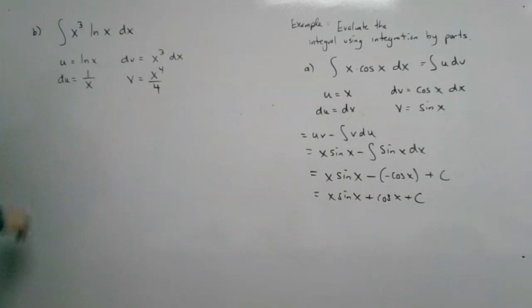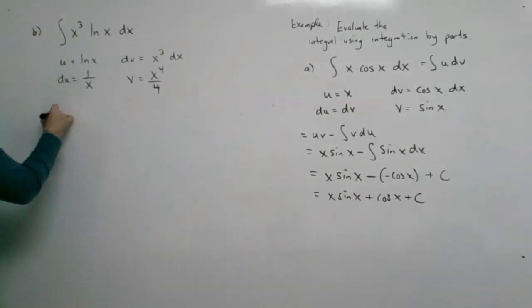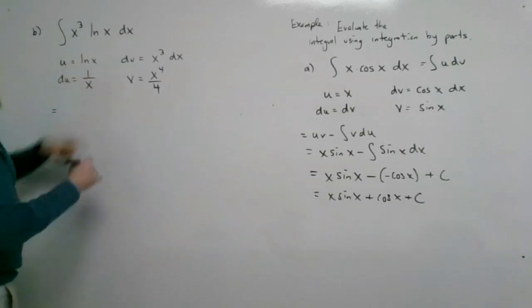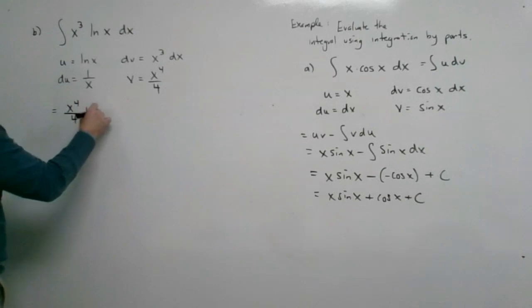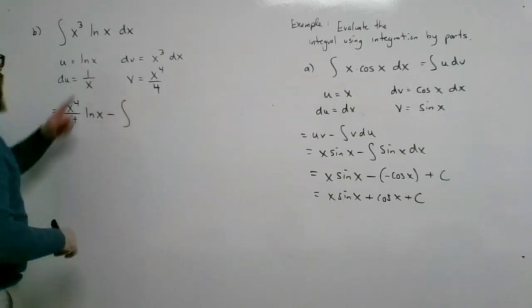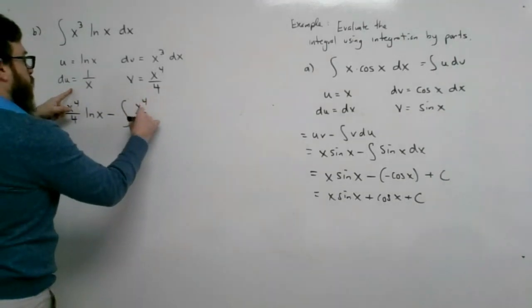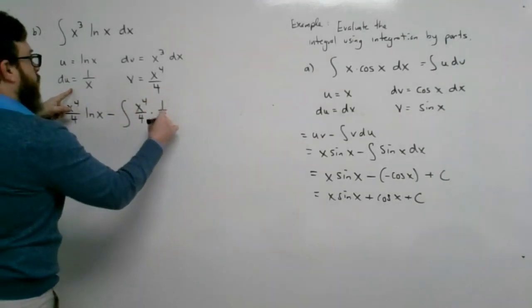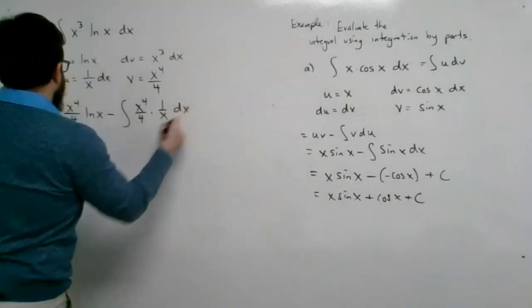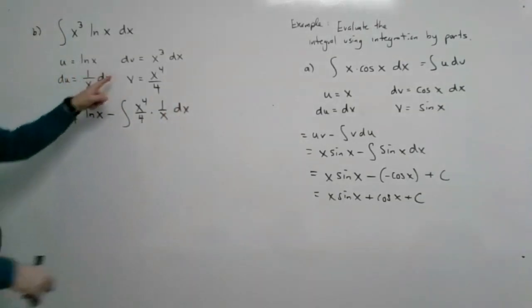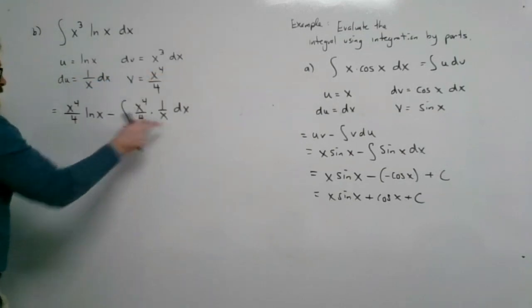So now we know it's going to be equal to uv minus the integral of v du. So this will be equal to uv. I'm going to write the natural log of x first, minus the integral of v du. So this is going to be x to the 4th over 4, multiplied by 1 over x. Oh, forgot the differential, dx. Remember that your du's and dv's need to be combined with your differentials. So I'm going to simplify this, and it looks like that thing's integrable now.